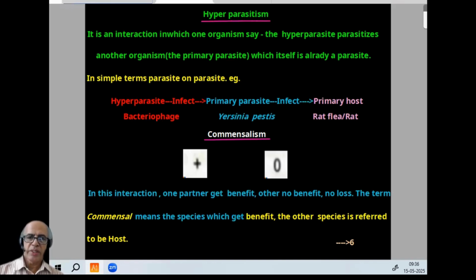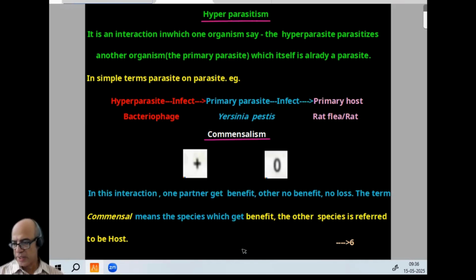Now comes commensalism, the second interaction for us. The symbol is +0. Symbols are important. Both parasitism, commensalism, all these symbols are important. Comparison questions come, so it is +0. One will be benefited, the other has no benefit, no loss.